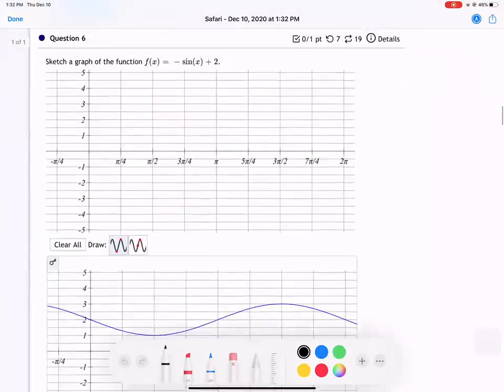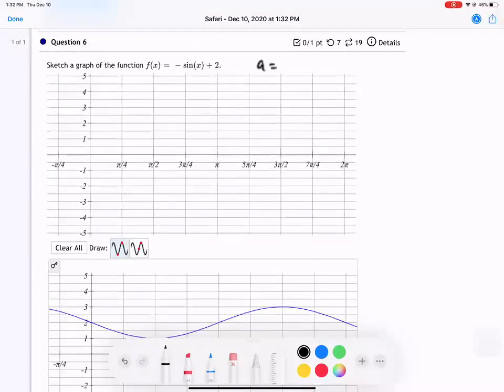And number 6 is, again, I'm going to start with A is equal to -1, B is equal to 1, C is equal to 0, and D is equal to 2. Our D value is always outside, our plus or minus constant value. Our C is always inside that parentheses. Since I don't have any numbers inside the parentheses, like Bx minus C, no C value, yay. And that's all we need. So our D value is 2. So at 2, this is the new center of the graph.